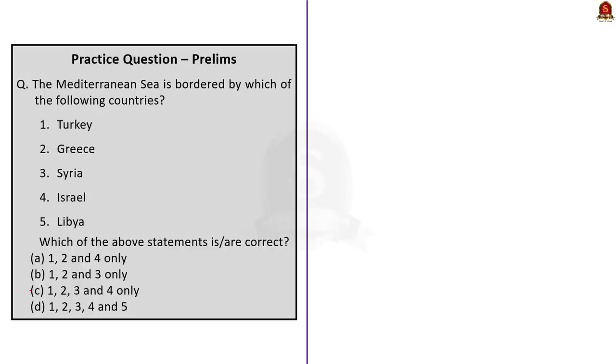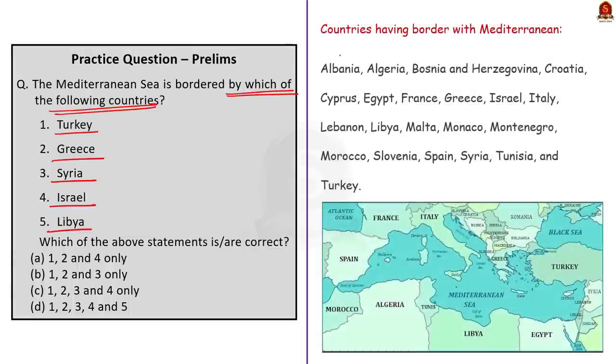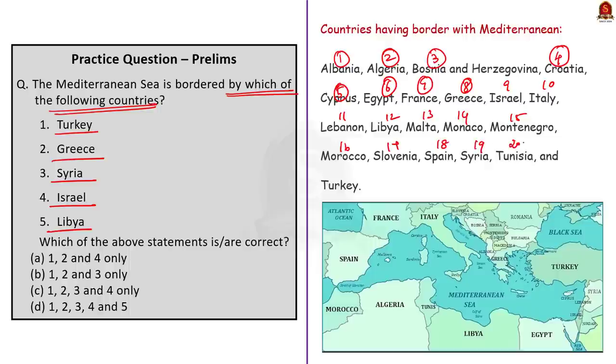The Mediterranean Sea is bordered by which of the following countries? Turkey, Greece, Syria, Israel, Libya. See, 21 countries have coastlines on the Mediterranean Sea. They are Albania, Algeria, Bosnia and Herzegovina, Croatia, Cyprus, Egypt, France, Greece, Israel, Italy, Lebanon, Libya, Malta, Monaco, Montenegro, Morocco, Slovenia, Spain, Syria, Tunisia, and Turkey. So exactly 21 countries have coastlines on the Mediterranean Sea.